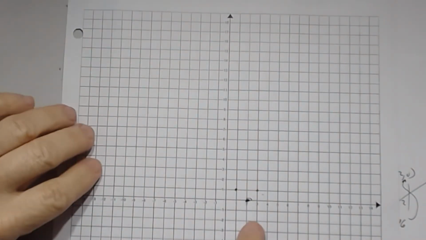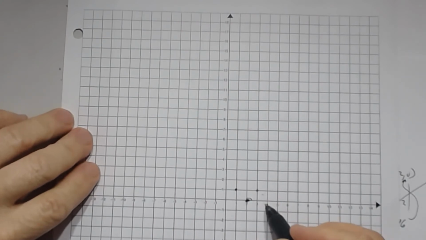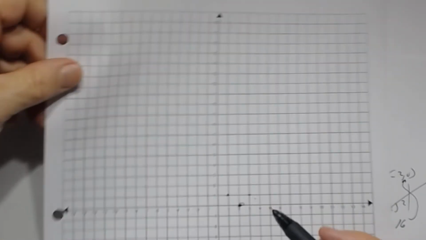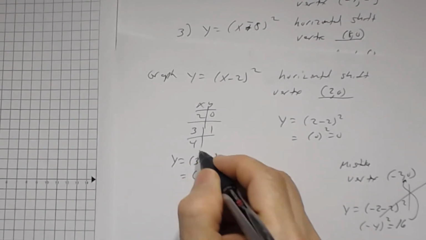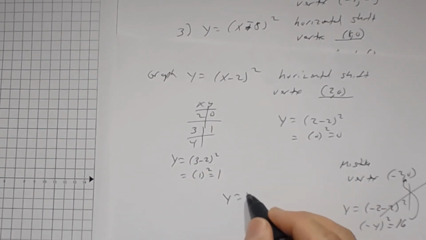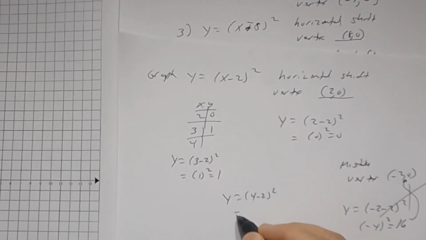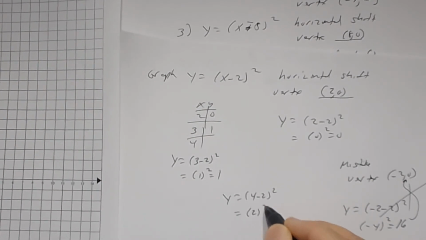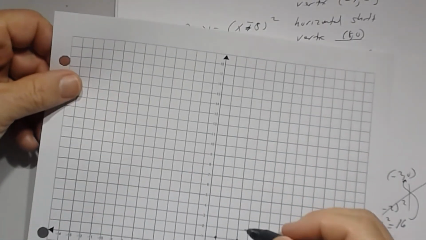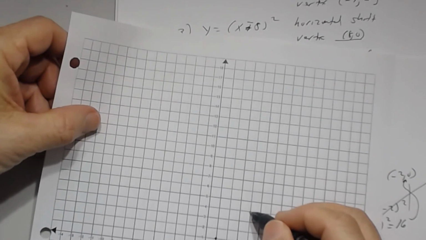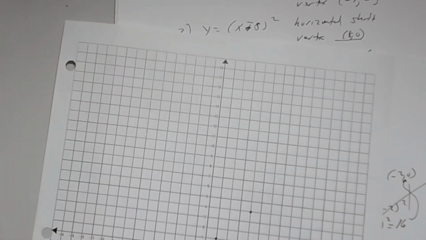You just need 2 more points. This time, let x be 4. If x is 4, look how simple this is. If x is 4, I get y equals 4 minus 2 squared. What's 4 minus 2? And what's 2 squared? All right, I plot the point 4, 4. Remember, to get that point from the vertex, I went how many units to the right? 2. 2 plus 2 is 4.